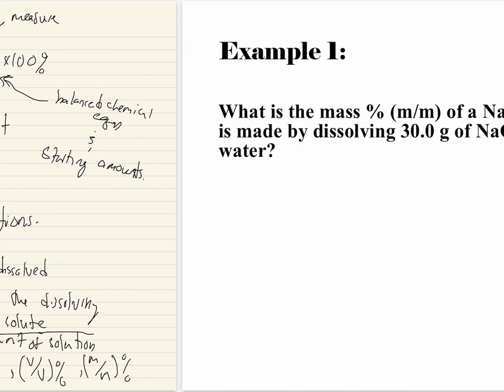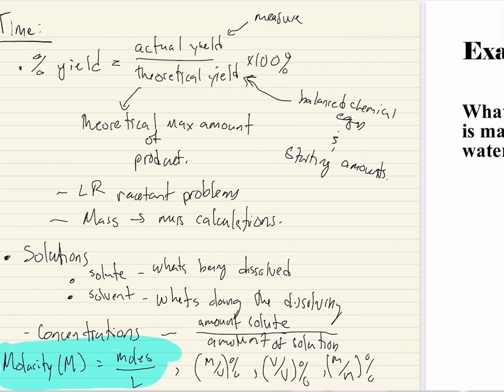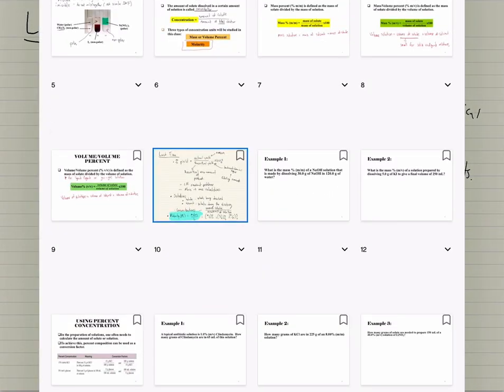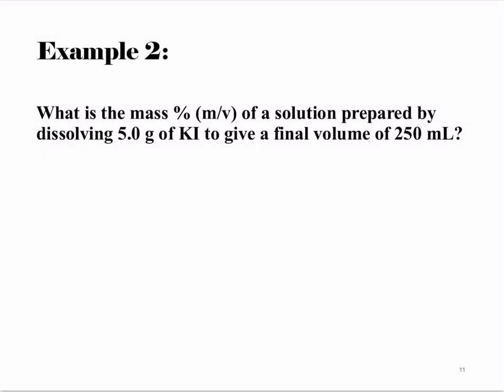All right, so let's do this one together, and then I'll give you guys some to try. All right, so here we have a mass to volume percent of a solution prepared by dissolving 5 grams of potassium iodide, right? We know how to name that because we know how to name ionic compounds, to give a final volume of 250 milliliters, right? So we're given a couple of different values, and we want to solve for something, right? So what do we want to solve for here?